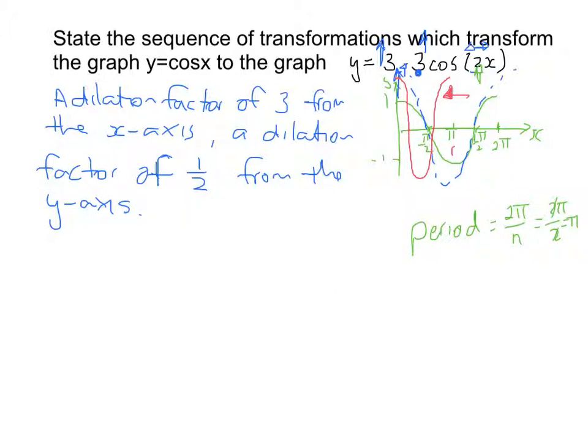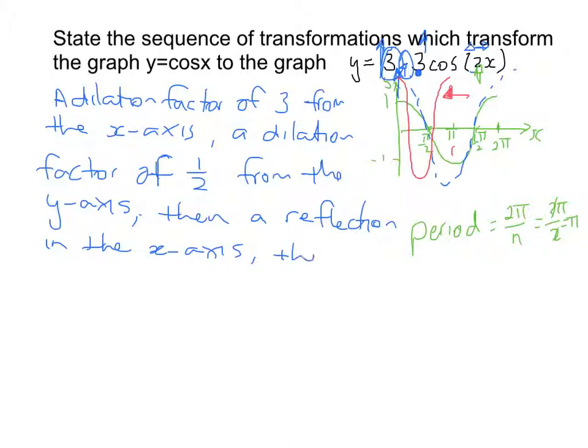Okay, then we have our reflection that we'll deal with next, this negative that was in here. Reflection in the x-axis. And then the last thing that we need to deal with is the translation, which is this 3 out the front, and it's a positive 3. That's going to shift the whole graph up, so shift is a translation. And it's going to be in the positive direction of y.